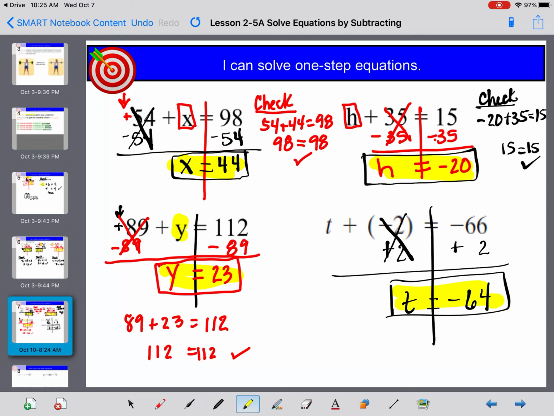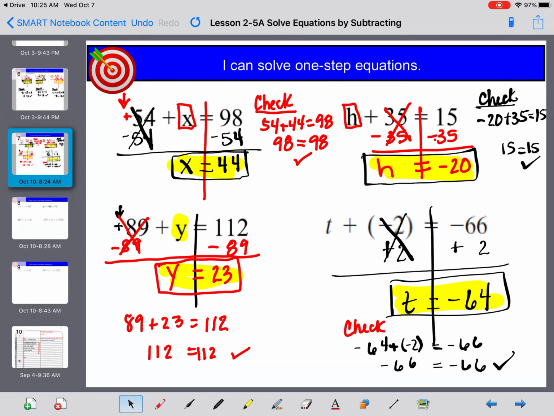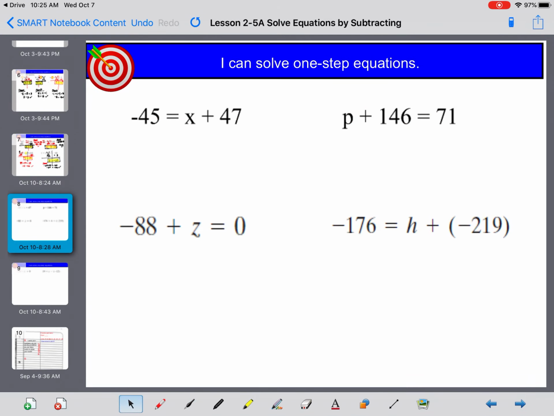Again, before I can say for certain that negative 64 is the right answer or the solution, I need to check it. T plus, nope, I'm sorry, not T. I need to put negative 64 in for T. Negative 64 plus negative 2, does that equal negative 66? And it sure does. Negative 66 equals negative 66. Make sure you're actually checking each answer for its accuracy.